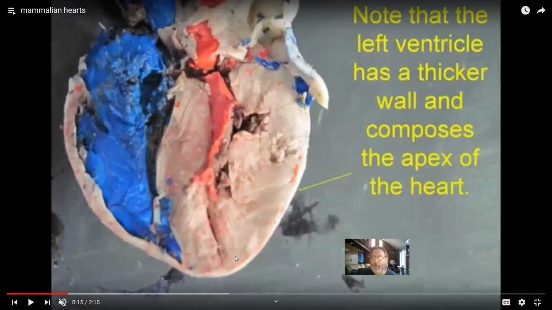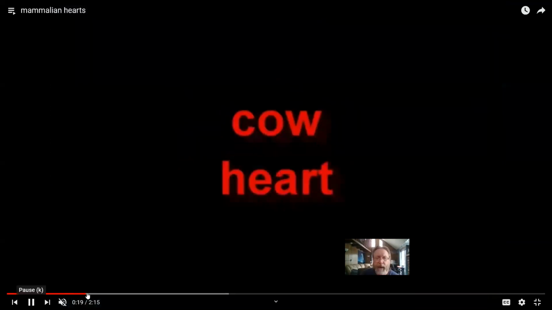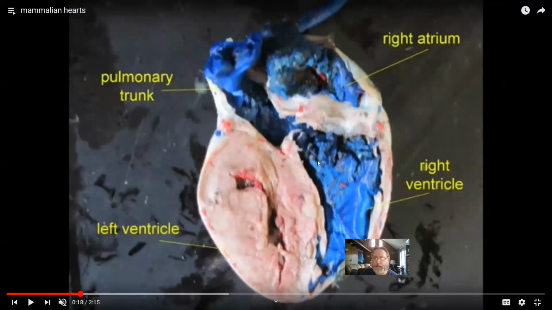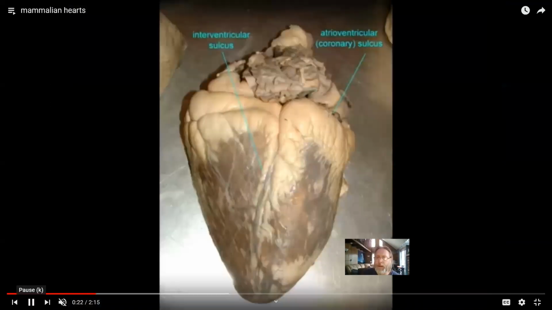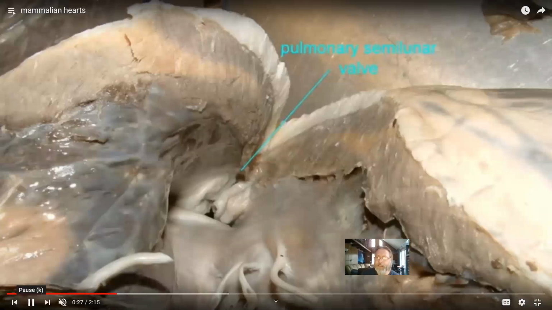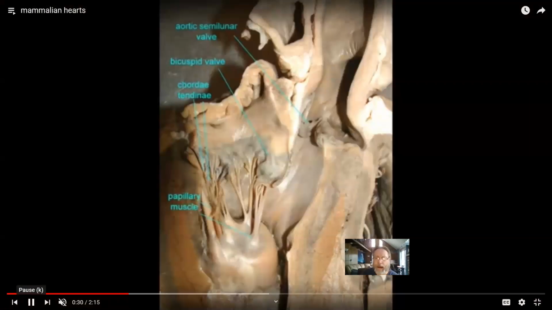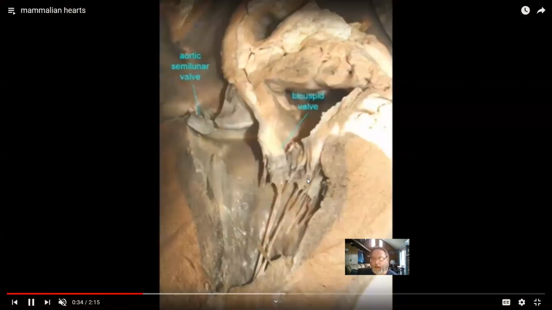Note that the left ventricle makes up the apex of the heart and has a thicker wall than the right ventricle does. The left ventricle is pumping blood throughout the body. The right ventricle is only pumping blood to the lungs and back. Here's the right ventricle pumping blood into the pulmonary trunk to go to the lungs. But this is fairly standard. If we were to look at the anatomy of the cow heart, we would see all of the same structures which we see in the human heart. Here, those chordae tendineae attaching to the AV valves, etc.